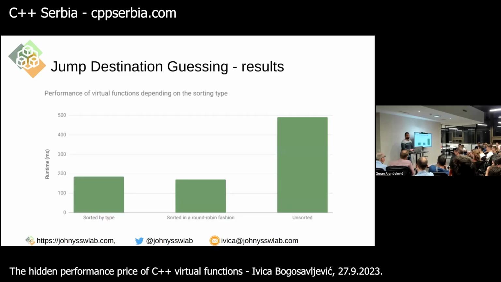Yes? I don't know if there is any particular reason why they're sorted by type and sorted in round robin fashion, and then it wasn't able to guess. To be honest, I would mostly say that this is measurement error. I don't know any hardware reason why this wouldn't be the case. So I wouldn't expect any big difference.